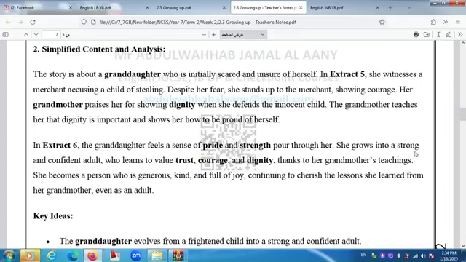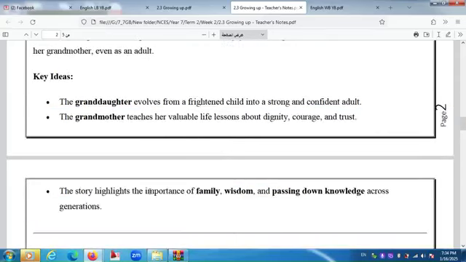She grows into a strong, confident adult. She has children now of her own. She learns how to value trust, courage, and dignity thanks to her grandmother's teaching. And she becomes a person who is generous, kind, full of joy. And she continues to cherish the lessons she learned from her grandmother, and she pays her grandmother visits as well. Okay?